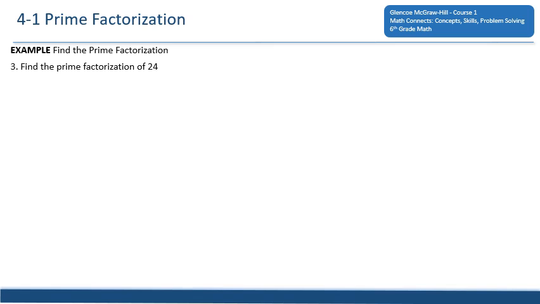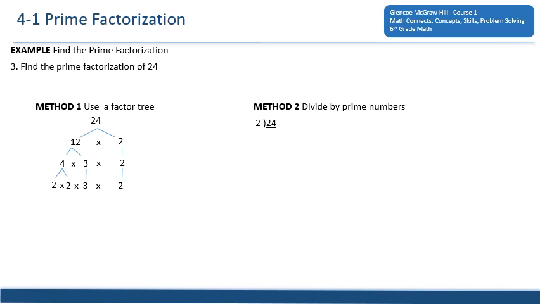Find the prime factorization of 24. Method 1, use a factor tree. So we have 12 times 2. And then if we factor 12, we get 4 times 3. We have to bring that 2 down. And then we're going to factor 4, and we get 2 times 2 times 3 times 2.